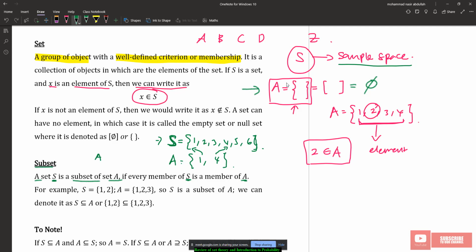So we can say A is a subset of S. This is the symbol of subset, a C with a line underneath. Wait, it's upside down. Oh yeah, correct. So A is a subset of S, because the elements, the members of A, are in S.